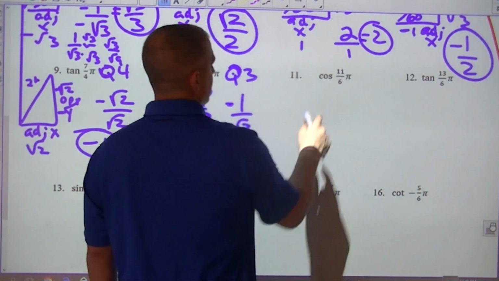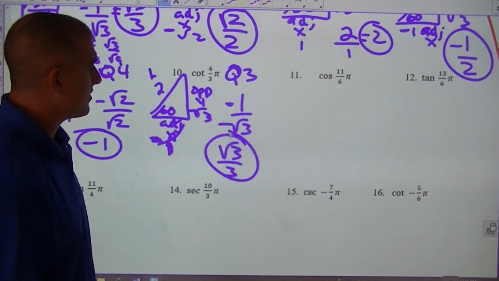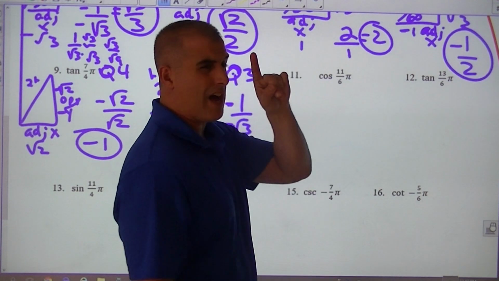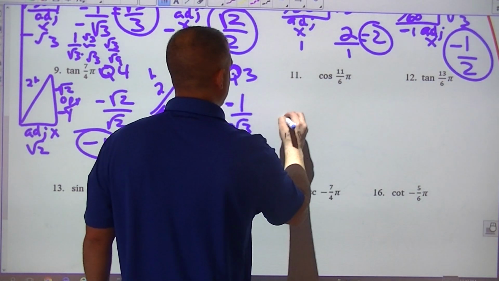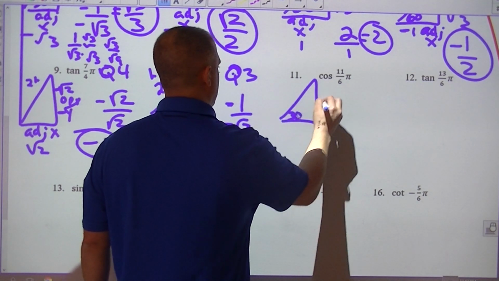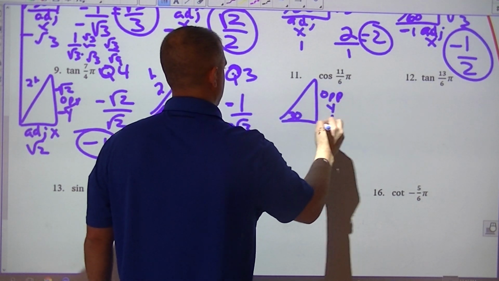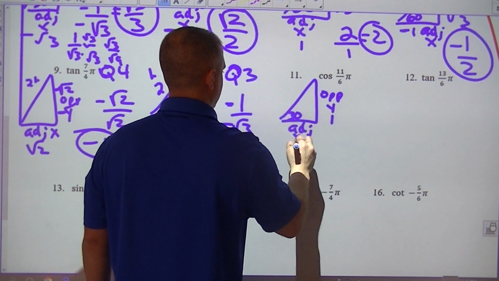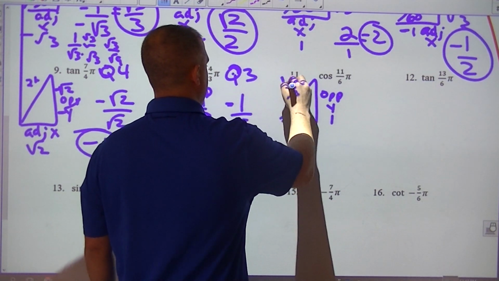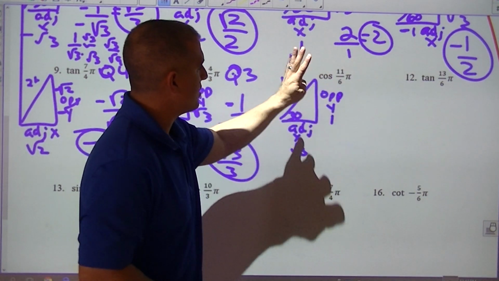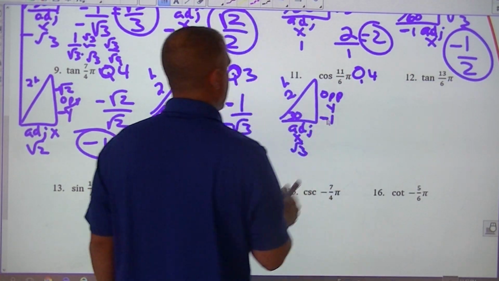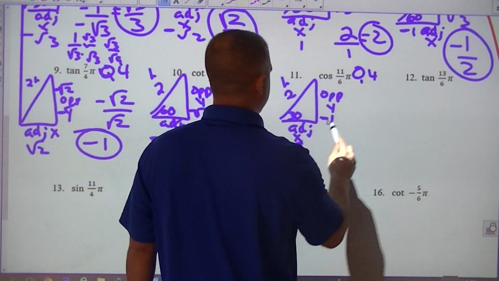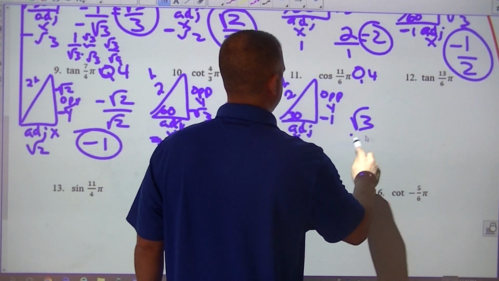Cosine, 11 over 6. I got to check. 6 only goes into that 1 time. It's a little less than 2, so we're still good. 6 will produce a 30-degree angle. Now, since it's more than 1 digit apart, that's going to mean quad 4. So it means the y will be negative. Cosine would be square root of 3 over 2.